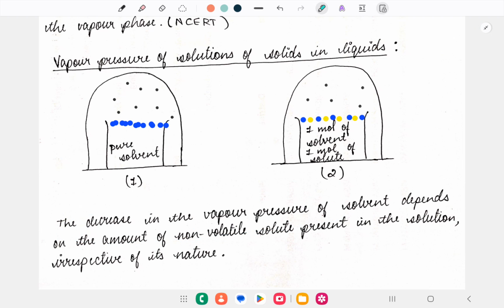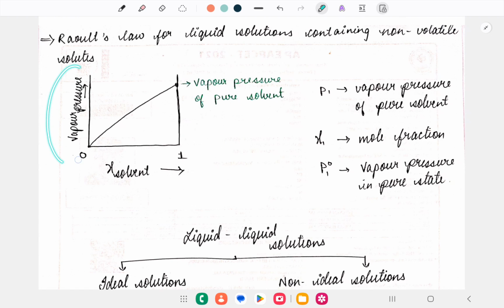Now moving to the graph. Here the graph is between the vapor pressure and the mole fraction of the solvent, and this graph has a proportionality constant equal to the vapor pressure of the pure solvent at its peak. And we can conclude from this graph that if a solution obeys Raoult's law at all concentrations, then its vapor pressure will vary linearly from 0 to the vapor pressure of the pure solvent.